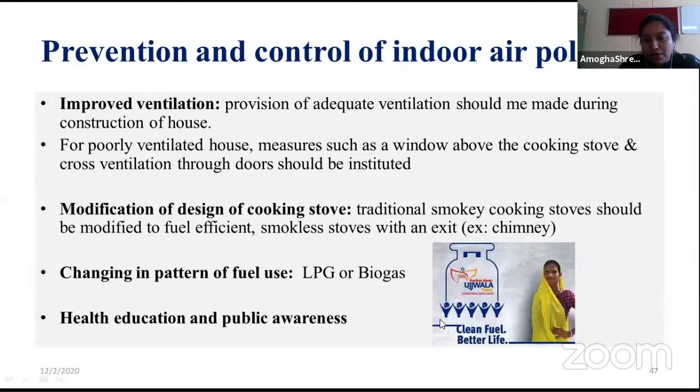So have you heard of the Pradhan Mantri Ujjwala scheme? Under this scheme, BPL card holders will get LPG gas, and one of the main aims or objectives of giving this to the BPL card holders is to avoid indoor air pollution.